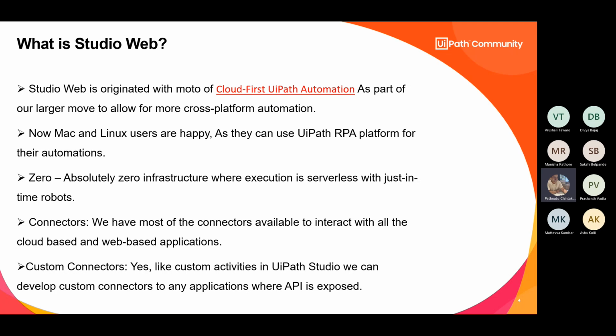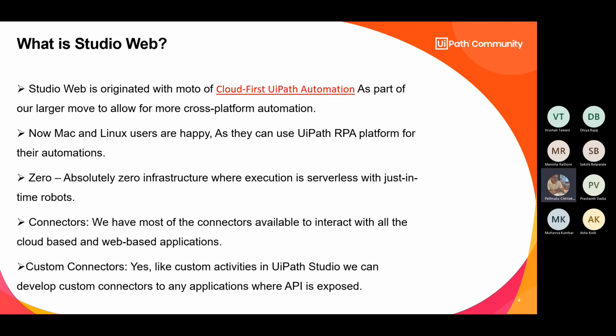Because you don't need to install anything on your machine, and there is no dependency. It's absolutely zero infrastructure dependent. With a browser like Chrome or Edge on your machine, you can directly build your automations and execute them. And the execution of the automations we develop using Studio Web will be done with serverless robots. It's just-in-time robots, running on a cloud server. We can see that in a tab in the browser itself.